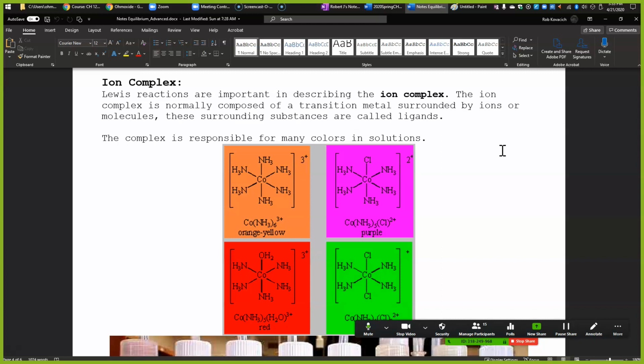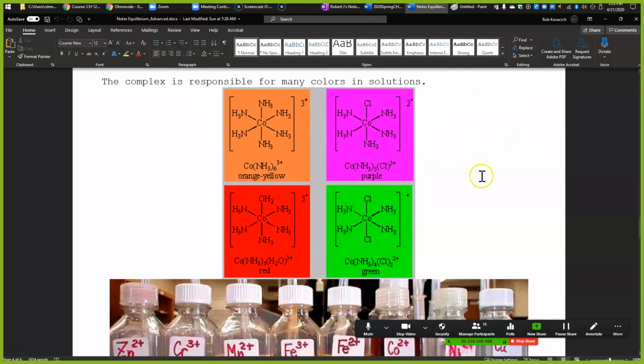But if instead I take a hydronium ion and attach it in that same spot where the chlorine was, or where one of the ammonias was, it changes to a red. And if I change it to two chlorines instead of one, bumping off ammonias, then I get this green. So you can take these metals and put them in different solutions to get these different complexes to give you different colors.